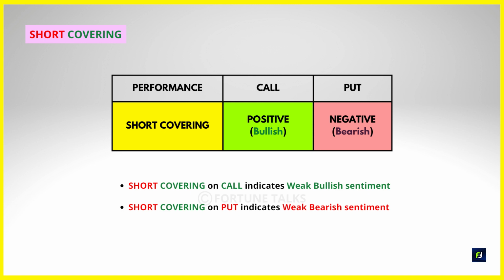Now, short covering on the call side can signify that the writers are squaring off their positions and they are considering it as a weakening of resistance, which is actually a good sign for the index or instrument to expect a breakout, whereas short covering on puts signifies that the writers are leaving their positions and considering a weakening of support, which is actually a bad sign for the index or instrument. So for the call side, short covering is a positive event, while for the put side, this is a negative event.